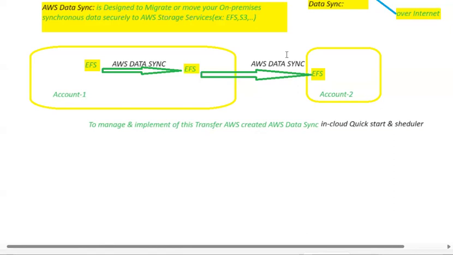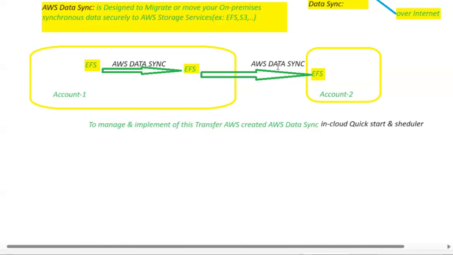While transferring your data by using this AWS DataSync, how is this managed and implemented? This will be managed and implemented in CloudQuickStart and Scheduler.